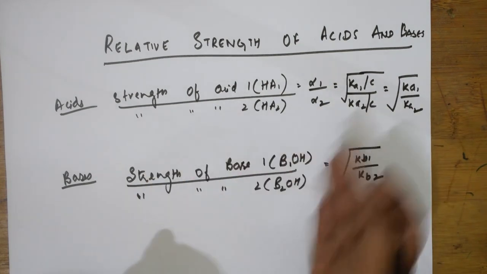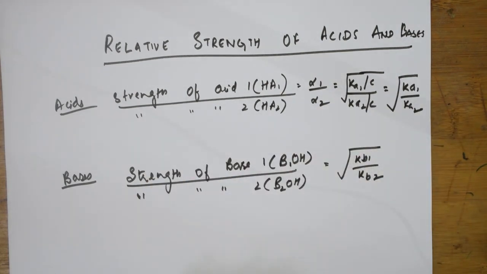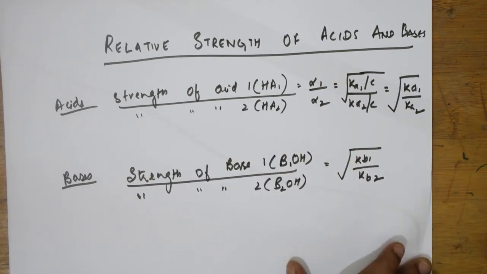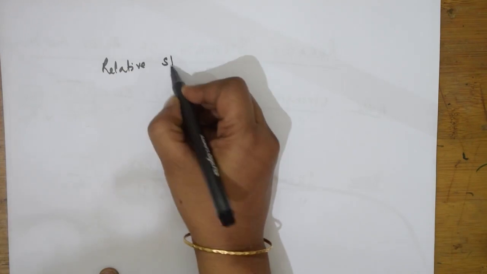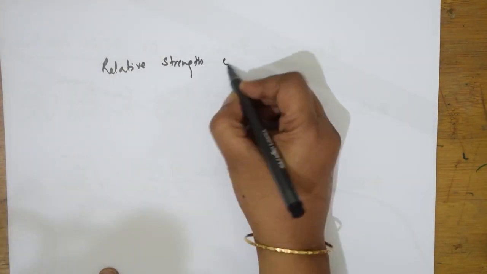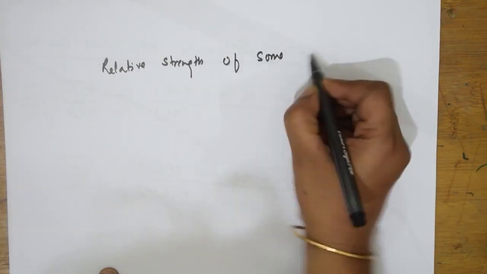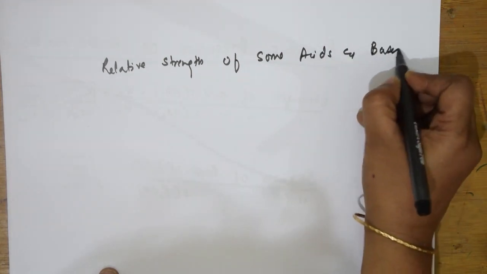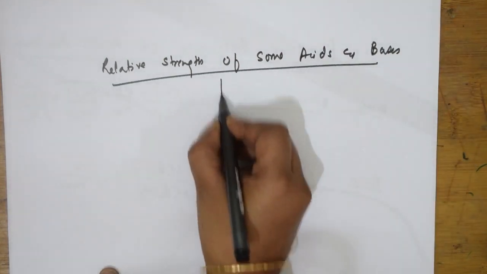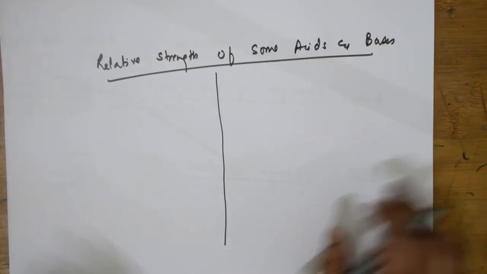Now we are comparing the relative strength of acids and bases. When I have to speak about the relative strength of some acids, they may ask you in the question. So I am writing the relative strength of some acids and bases. Let us divide the page into 2 equal halves. I am not drawing a straight line, sorry for that.